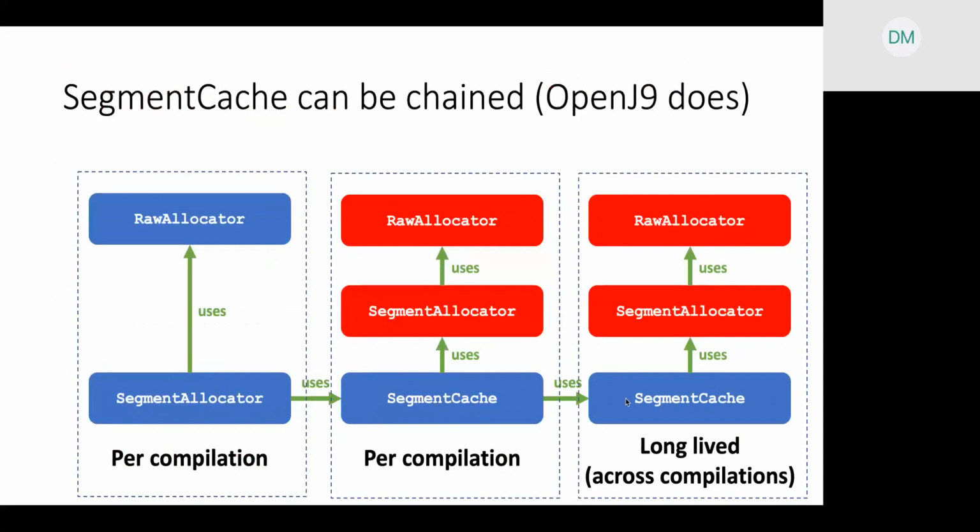And then the free segments list that's in the current system segment provider, all of the code that runs that stuff goes in the segment cache that's per compilation. And then big segments are all handled by the per compilation segment allocator.